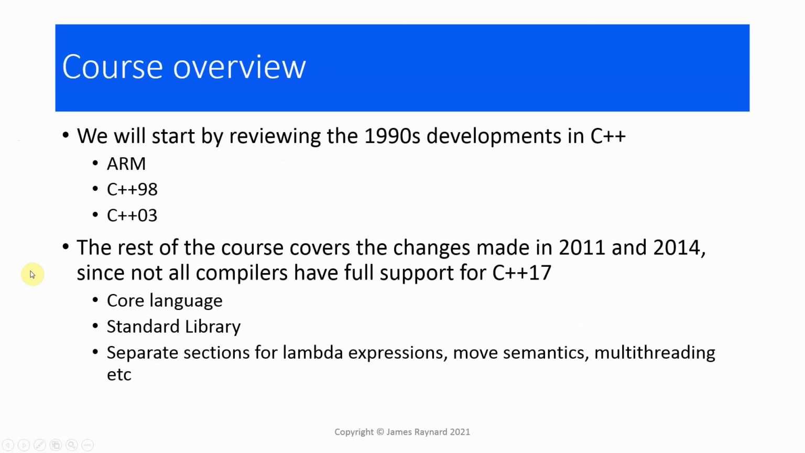And then in the rest of the course, we're going to cover the changes made in 2011 and 2014. There was another standard in 2017, but there are still one or two important features which are not supported by all compilers. We're going to cover changes to the core C++ language and the standard library, and important new features such as lambda expressions, move semantics and multithreading will have their own separate sections.